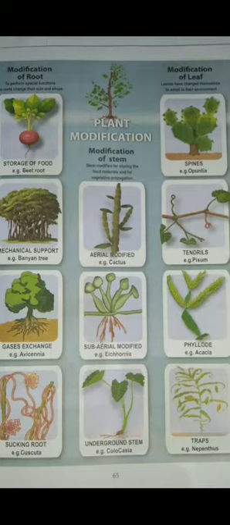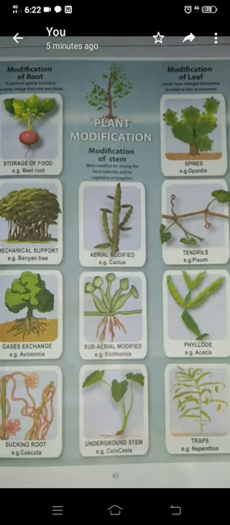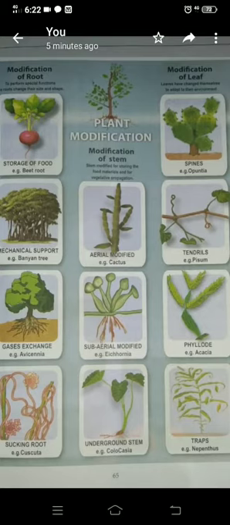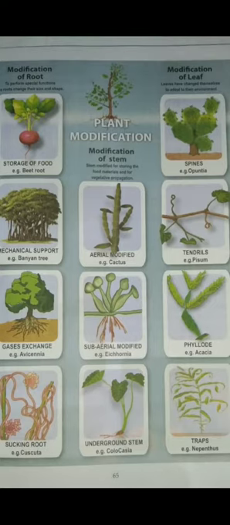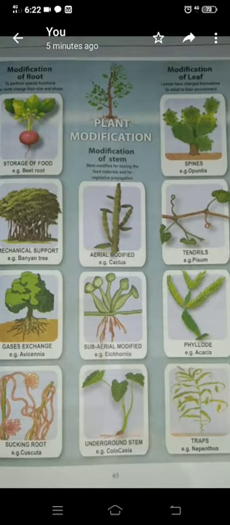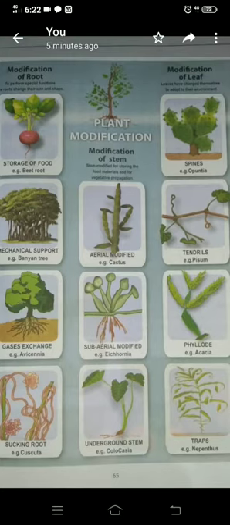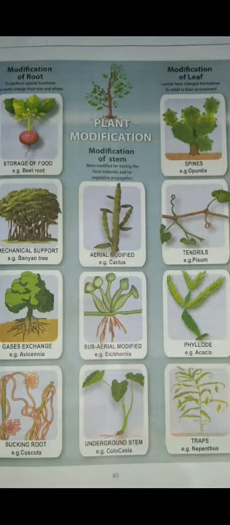You see that all of this is in the roots. Here the roots store food. Storing food is done by the leaf only, but here the root is doing the storing function. Mechanical support of roots, then gas exchange, which is always done by the leaf only, but here it is done by the root. Then sucking roots, gascuta.